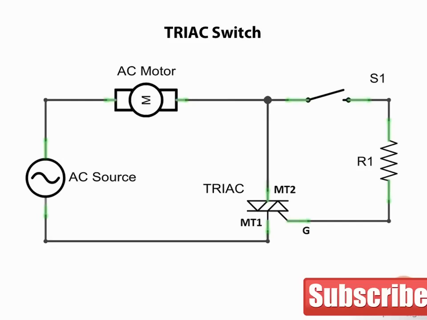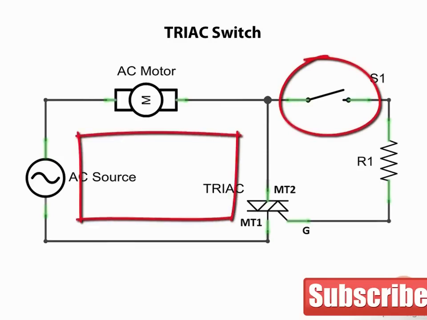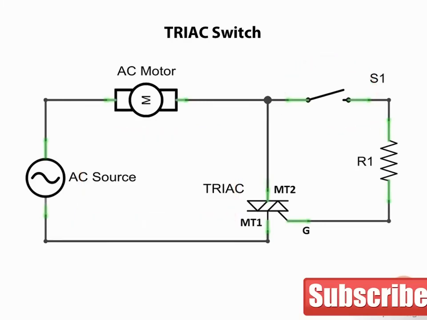Here we have a TRIAC in a circuit to switch on an AC motor. Closing S1 places a small gate current on the gate of the TRIAC, causing the TRIAC to conduct. Current then flows in the motor circuit. In order to turn the motor off, we simply open switch 1, which removes the current from the gate of the TRIAC, interrupting the current in the motor circuit.